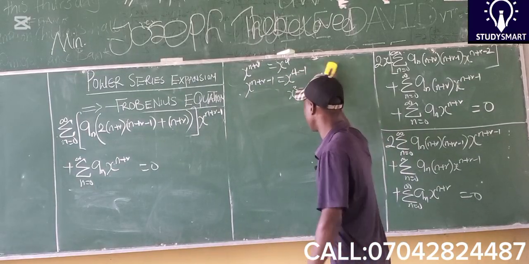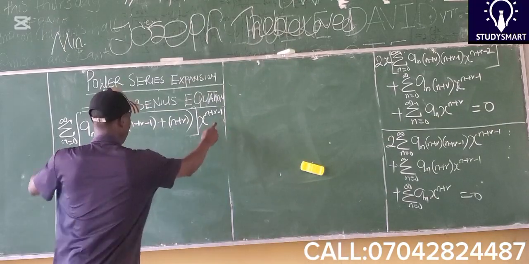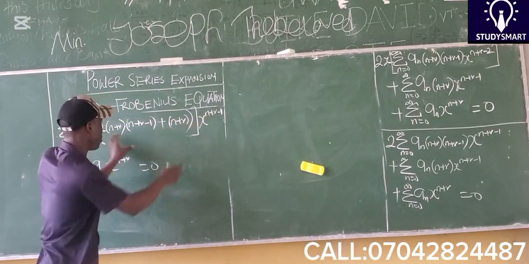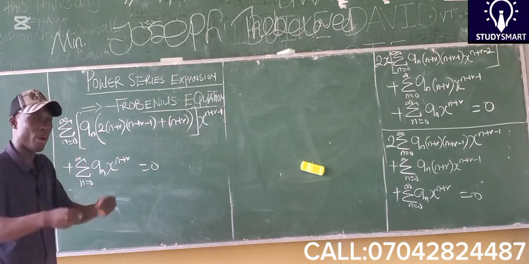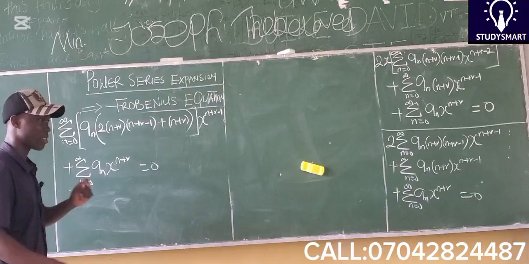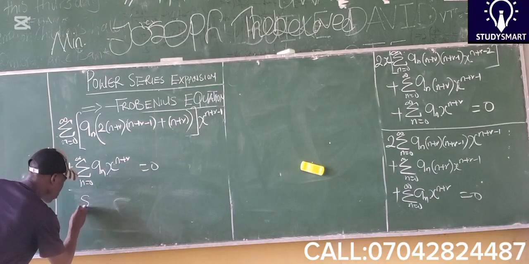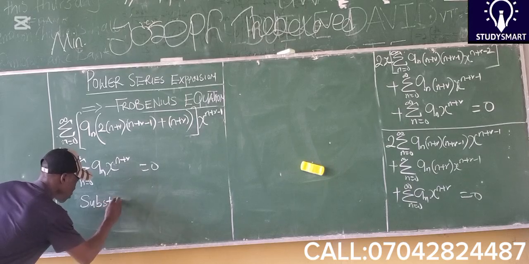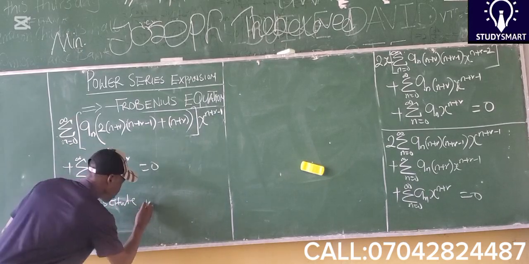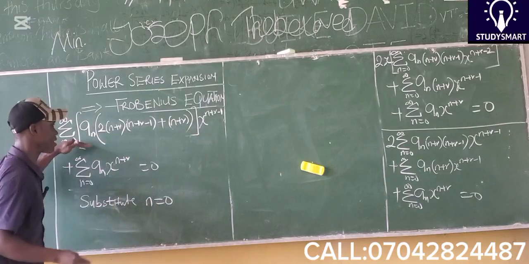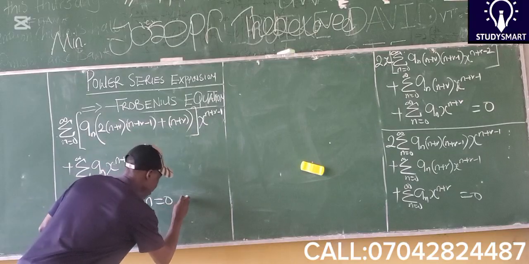So take note of that. You get your initial equation from the lowest power of x, which is this point. Here is the lowest power of x, so this is where I'm getting my initial equation from. Take note of that. So I'm going to substitute n equal to 0 in the first term, because it is the first term that has the lowest power of x.